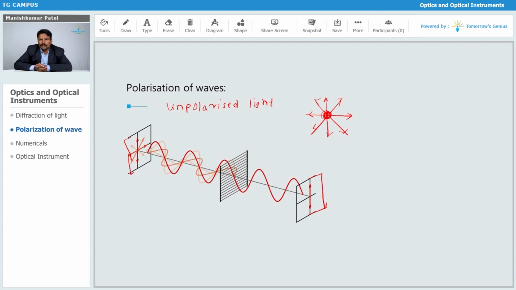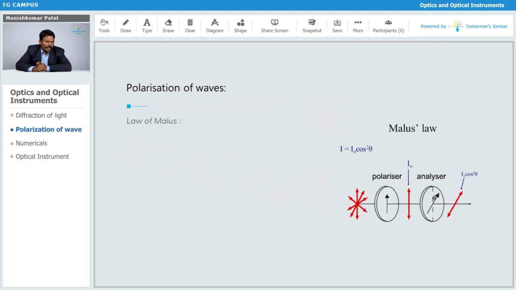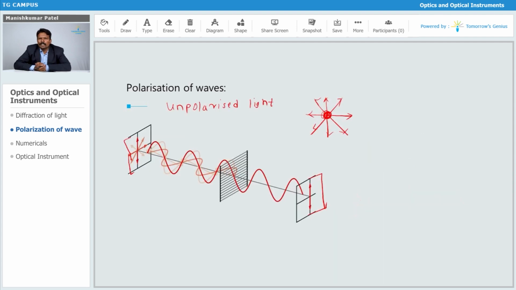So the component of light should vibrate perpendicular to the direction of propagation. You can do that with the help of an instrument or device, that is a polarizer or a Nicol prism. There are different techniques that you can use for the polarization of your waves. Obviously we are just going to reduce the intensity of that wave in the case of polarization of wave.